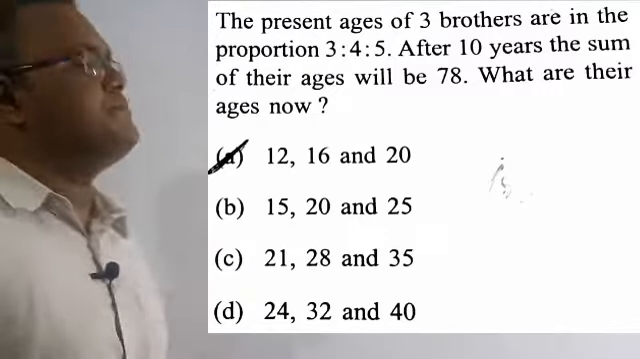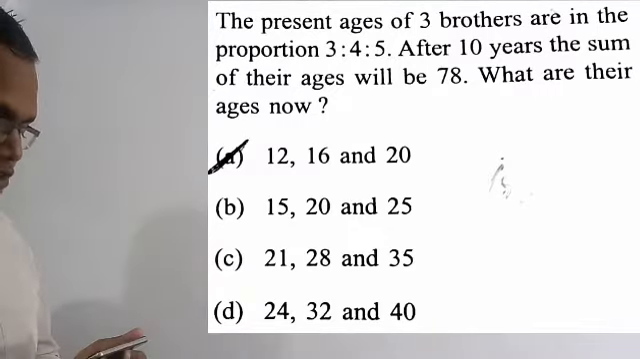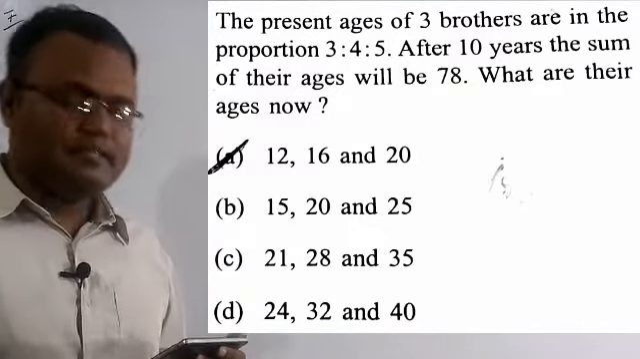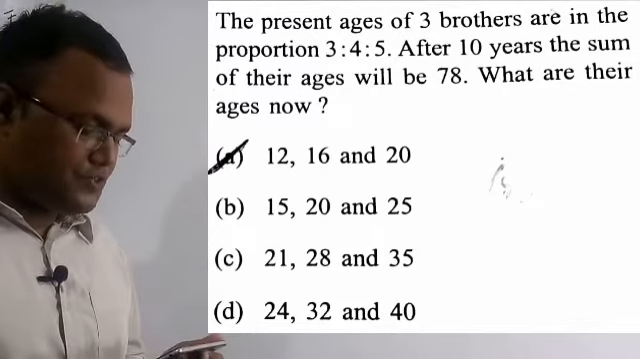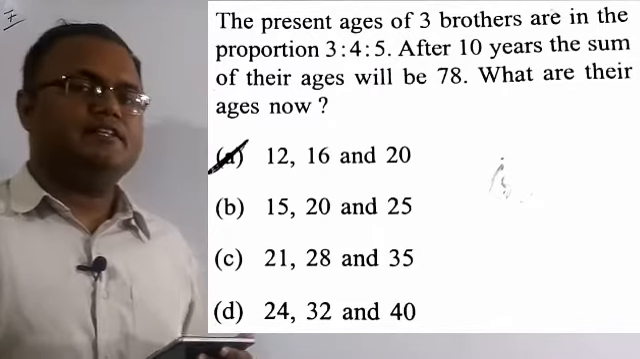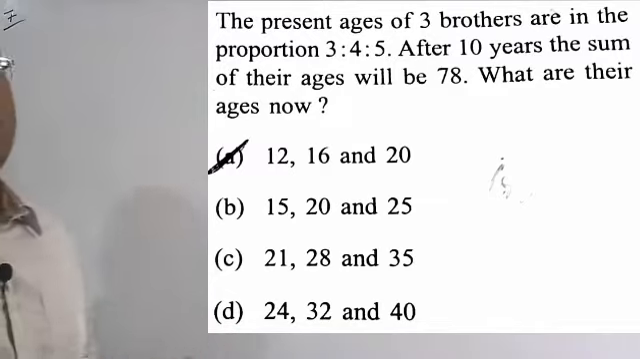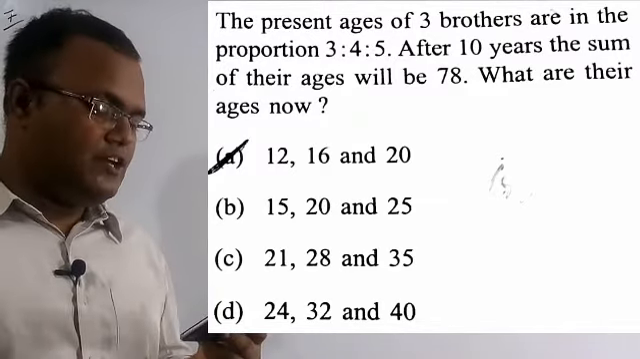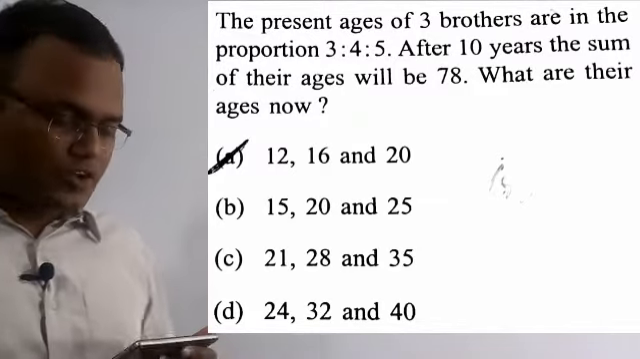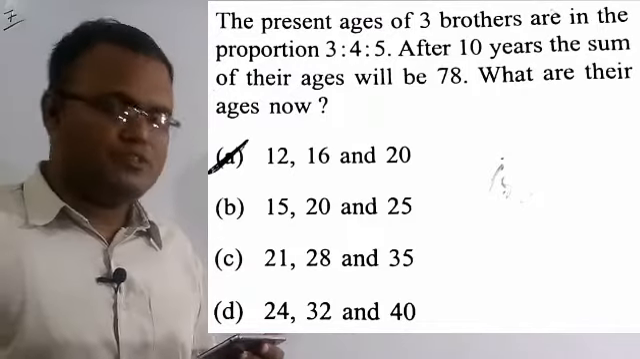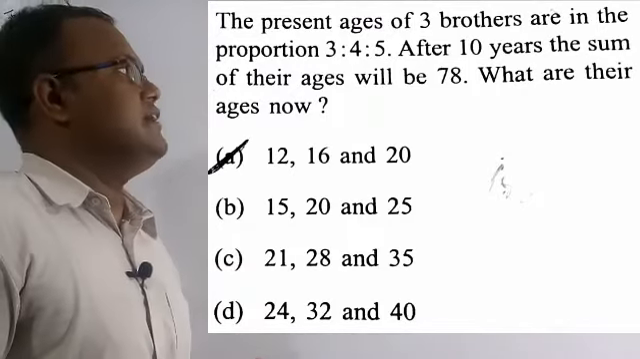So here there are three brothers. Their present ages are in the ratio 3:4:5. After 10 years, the total summation of the ages of these three brothers is 78. So we need to find what the ages are right now. So what are the four options? Option A, 12, 16 and 20 is the correct solution of this question.